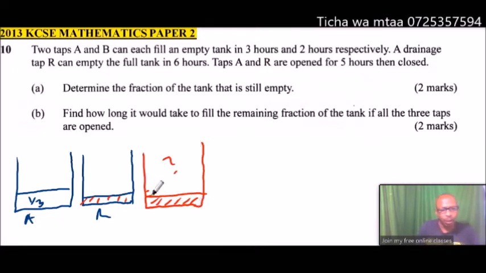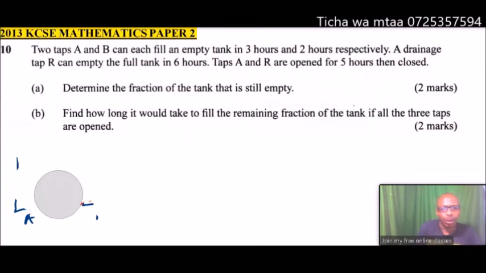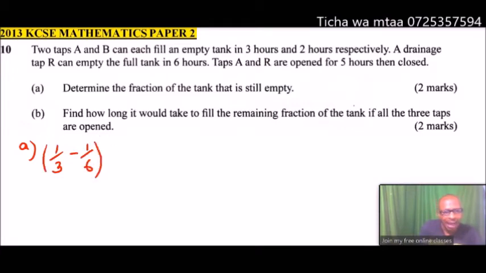So we are required to find out the empty part here. Now what we need to do is to find out the amount of water that was retained in the tank when the two taps are open. So this is how we do that. We start with A. A is filling a third of the tank minus 1/6, what is being removed by R, and the taps are open for 5 hours, so you multiply by 5 hours.